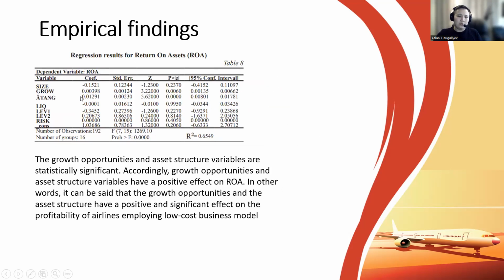Let's move to the regression results. We have got the R square of 65%, meaning that 65% of changes in return on assets are explained by the independent variables selected, which is quite a high number, leaving only 35% for the error term. The prob-F is 0, which means the whole model is well fitted and statistically validated.